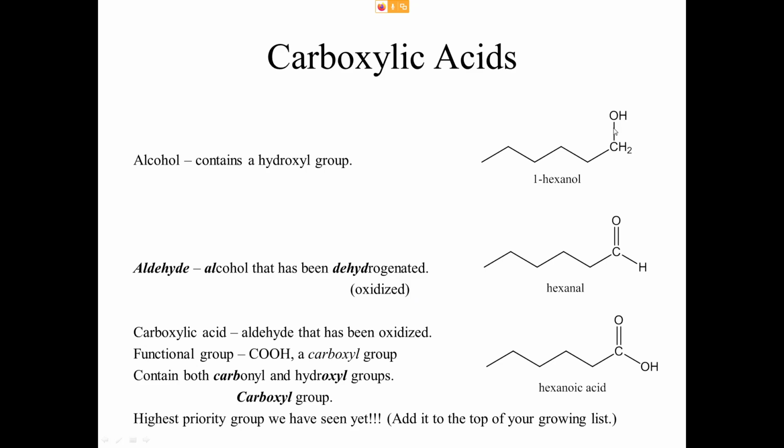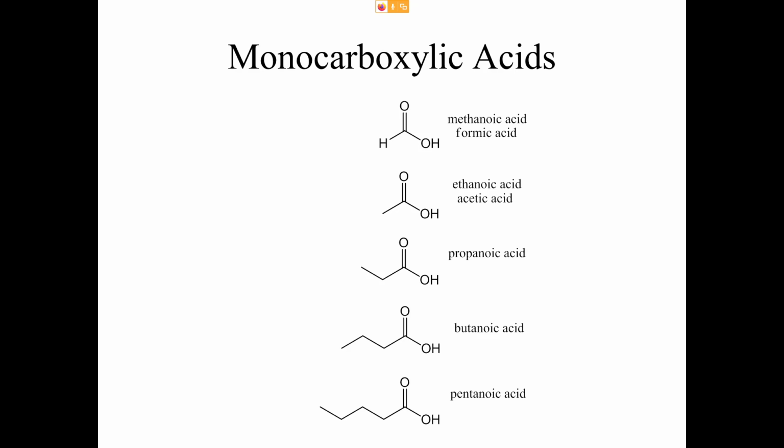Right, so we went from a primary alcohol to an aldehyde to a carboxylic acid. These are steps of oxidation. If I were to go backwards and take a carboxylic acid and reduce it, I would get an aldehyde. And if I reduce it again, I get a primary alcohol.